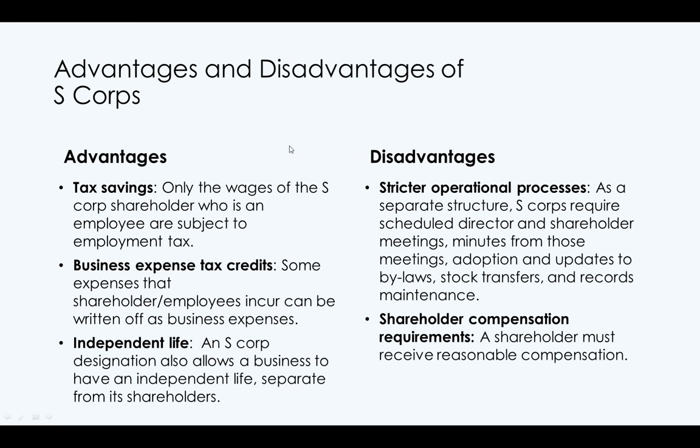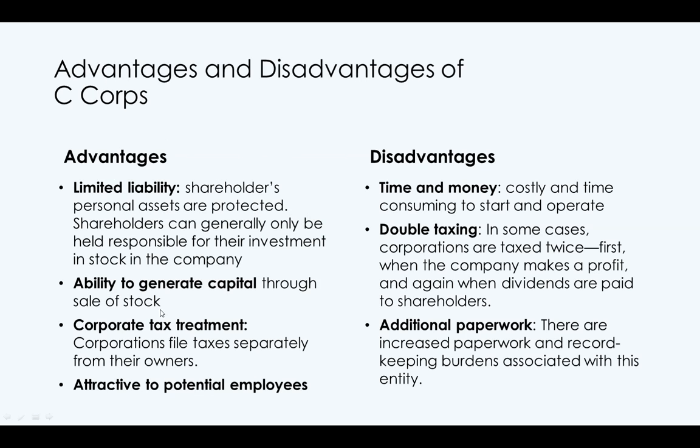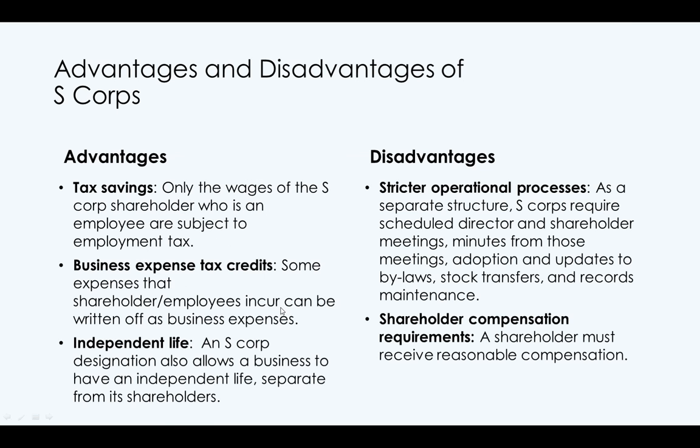So some advantages: only the wages of the S corporation shareholder who is an employee are subject to an employment tax. That's it. The business expense tax credit. Some expenses that the shareholder or employees incur can be written off their own personal taxes as business expenses. That's one of the benefits. If you own a C corporation, you can't do that. Independent life. An S Corp designation also allows the business to have an independent life separate from its shareholders. And that's something that we didn't mention with the C corporation, is that it continues to exist. Walt Disney died, the Disney Corporation continues to exist, and the same is true for an S corporation.